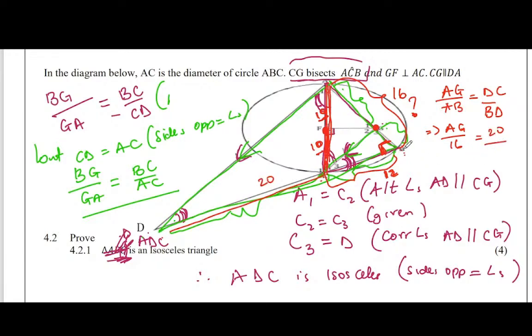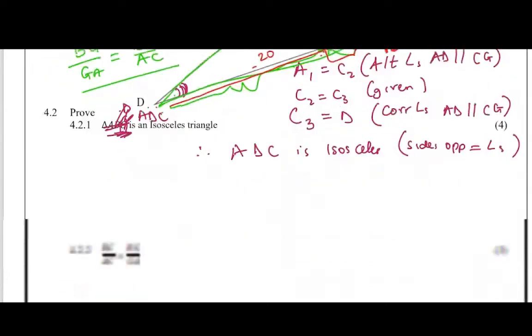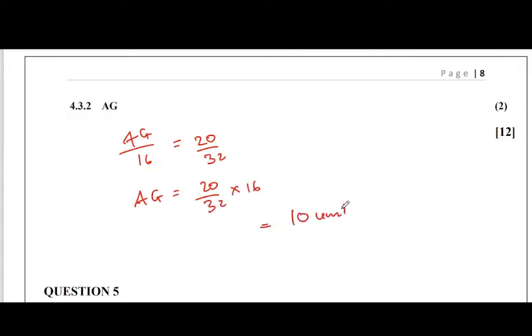Where is BD? The distance from here out here. So 20 plus 12 is 32. Okay, so just to write it down, AG over 16 is equal to 20 over 32. I cross multiply, which means my AG is 20 over 32 times 16. And that gives me 10 units.